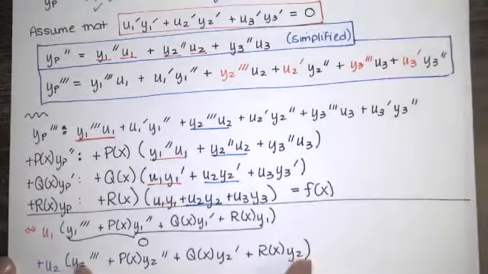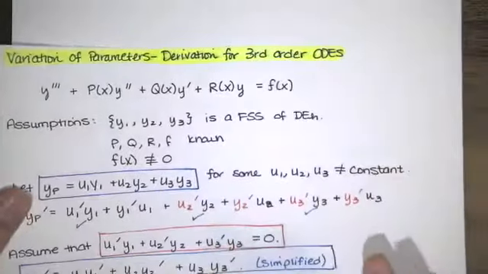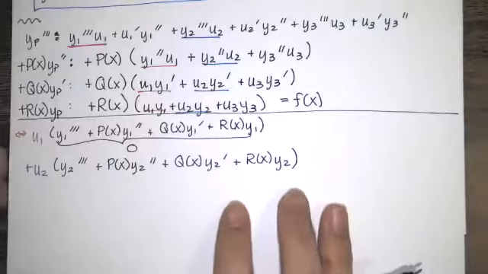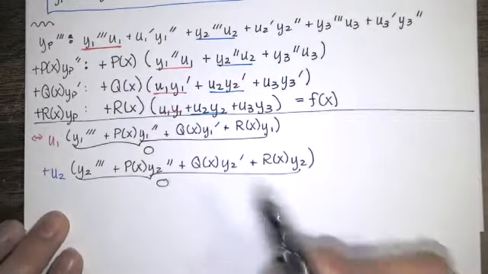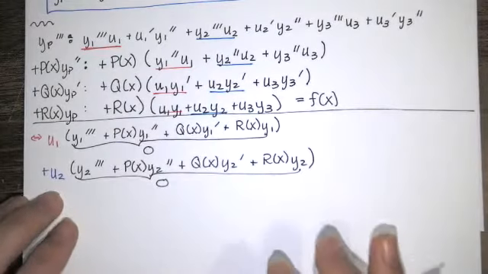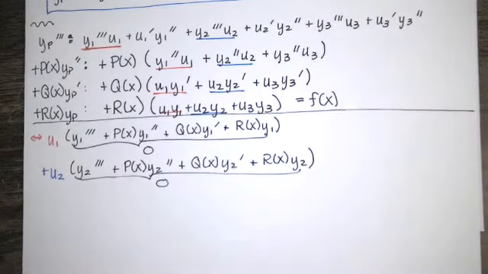So if you substitute y sub 2 into the left-hand side of this differential equation, you're going to get 0, because that's what it means to be a solution to the corresponding homogeneous equation. So we get that. And I bet you can imagine what's going to happen next. Let's look at the u sub 3 terms.